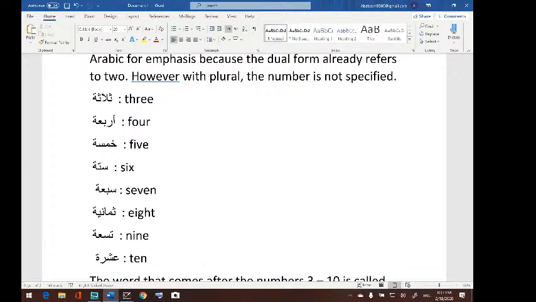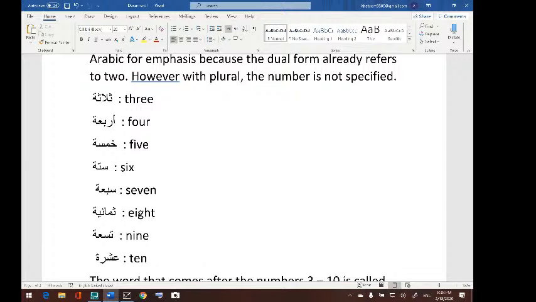Now remember, just because they have these ta marbutas at the end doesn't mean they're feminine. I told you these are the masculine forms of the word. They're all masculine numbers, but they have the ta marbuta. And you will learn, inshallah, very soon that the masculine numbers don't have ta marbuta and the feminine numbers do. So it's like the opposite when it comes to numbers. But we'll learn that, inshallah, another day. For now, the masculine numbers all have ta marbuta.